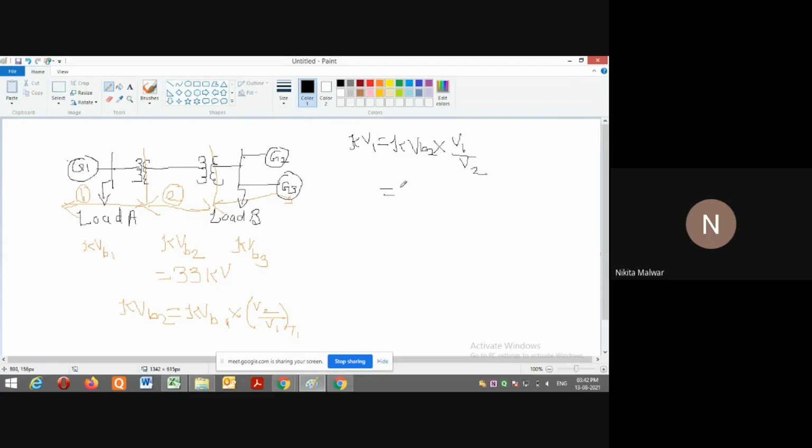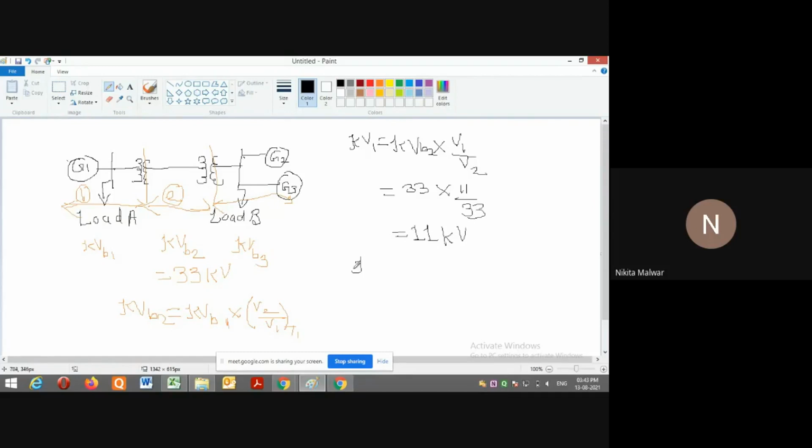Now tell me the value for kV base 1. So let us put this value 33 multiplied by, what is the value, voltage ratio for V1 by V2? So there is V1 is 11 and V2 is 33. Okay. So your kV base 1 is 11 kilovolt.